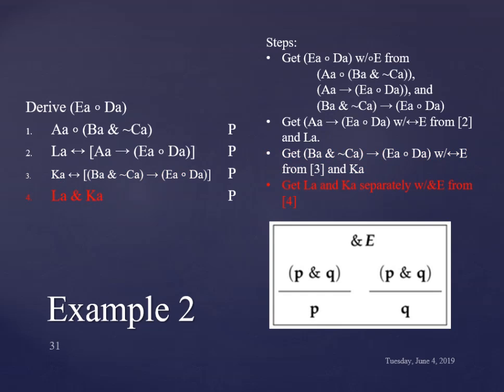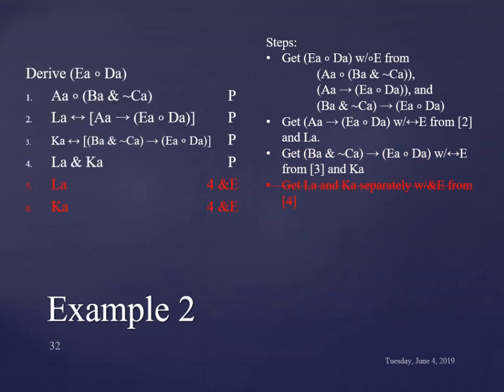All right, so I can do conjunction elimination twice again on line 4. I can get LA by itself and I can get KA by itself. Let's just do that. All right, so there they are. I got LA and KA by themselves, and I just cite line 4, and I use conjunction elimination just like my step says.